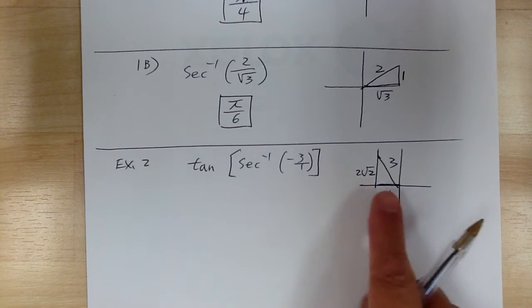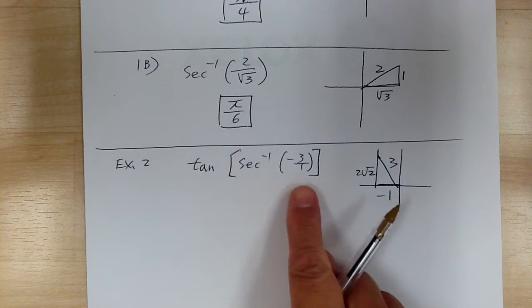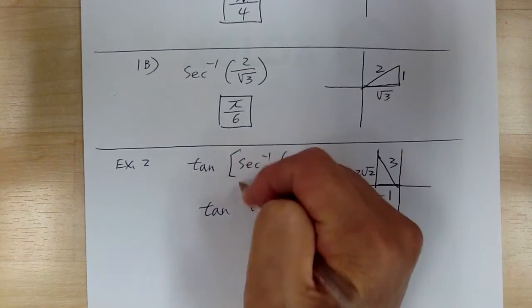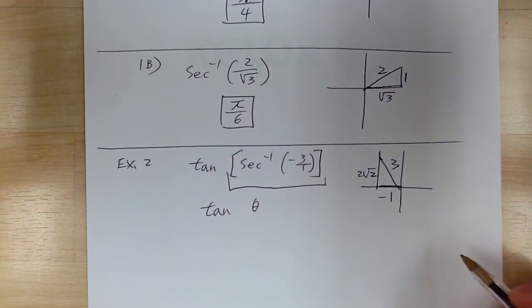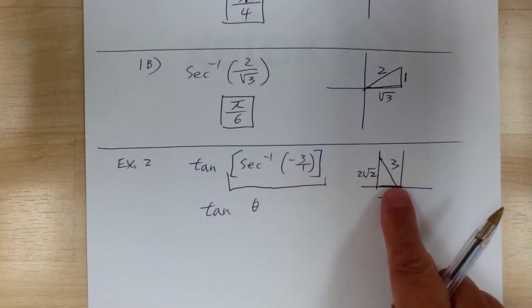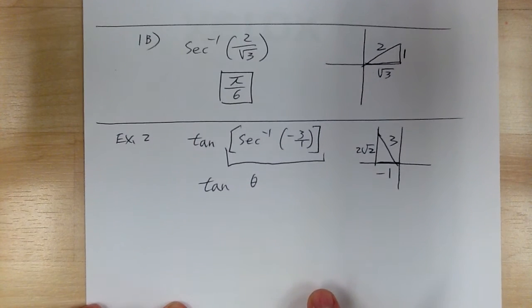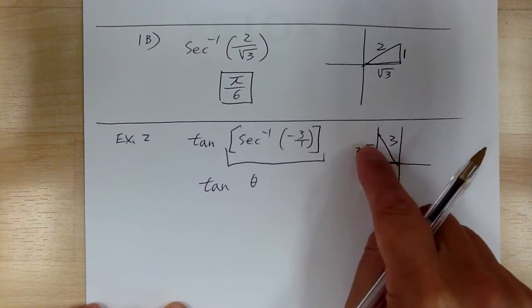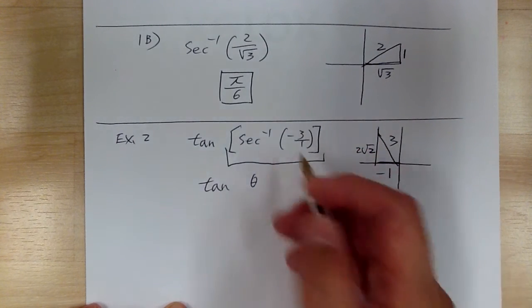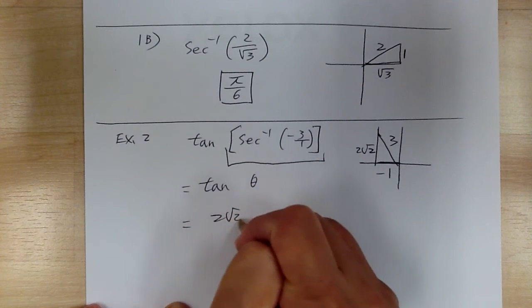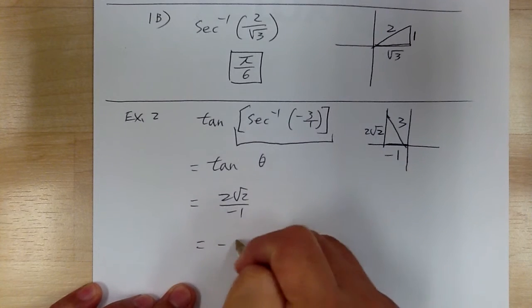Now you have to look at this picture to figure out the tangent of that theta. Theta is right over here. So what is the tangent of that? Tangent is sine over cosine, so it'd be 2 square root of 2 over -1, which is equal to -2 square root of 2.